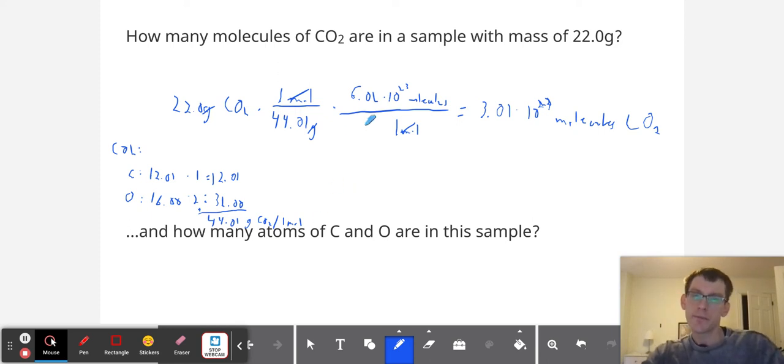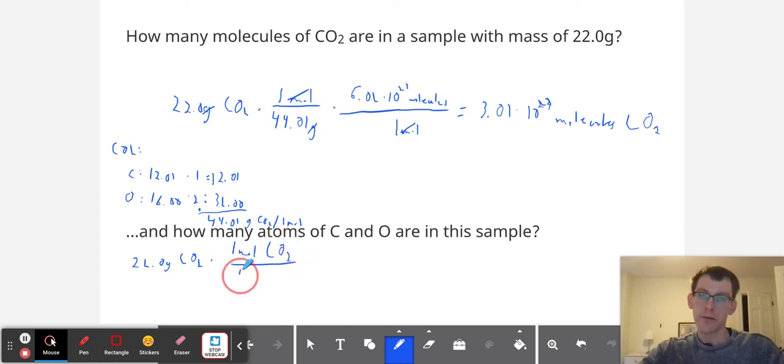And what we can do is say that we have 22.0 grams of carbon dioxide times 1 mole. And I'm actually going to put the CO2 here just to clarify. For every 44.01 grams of carbon dioxide. And now I'm going to multiply this by the fact that there should be 1 mole of carbon for every 1 mole of carbon dioxide.